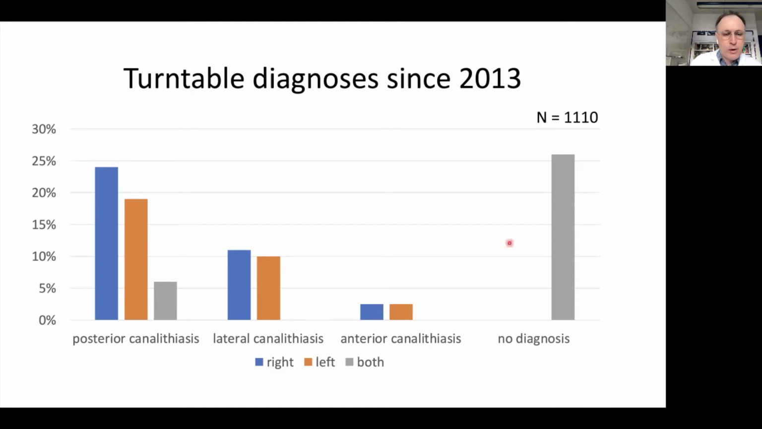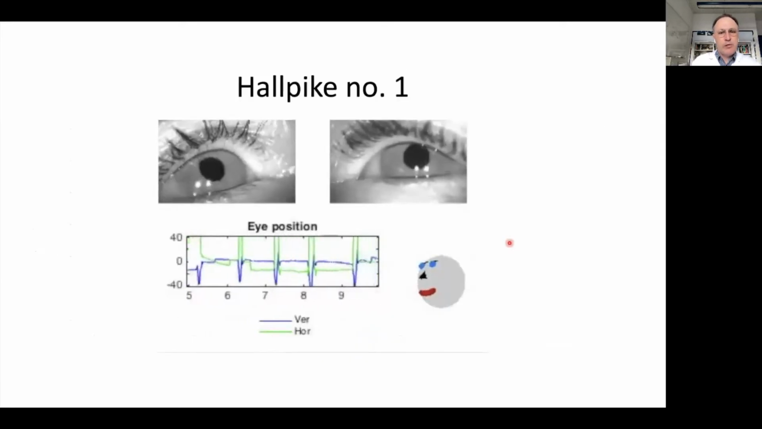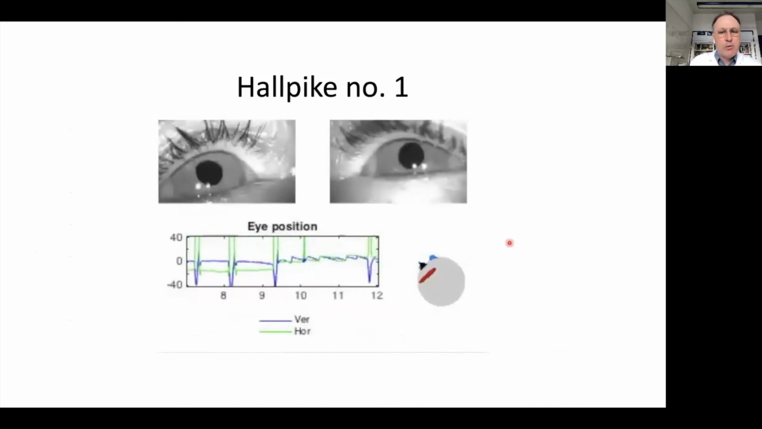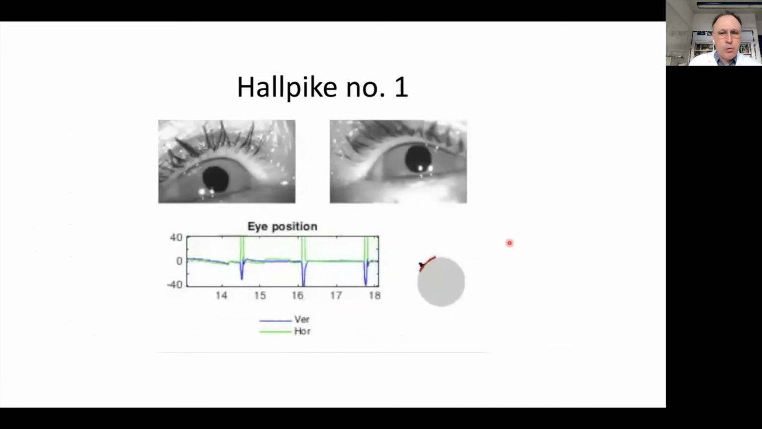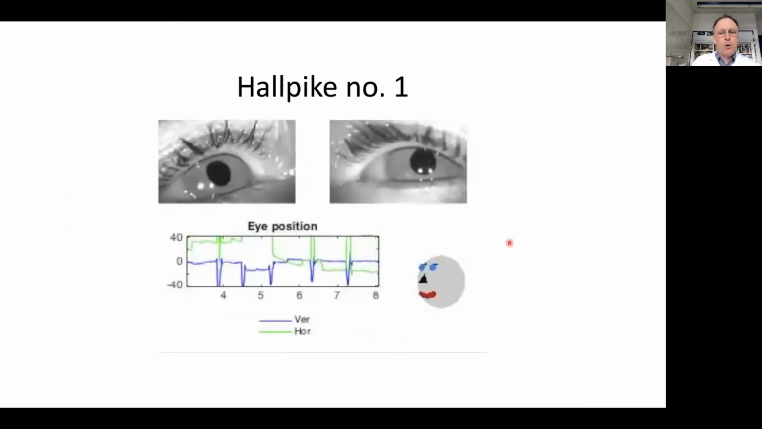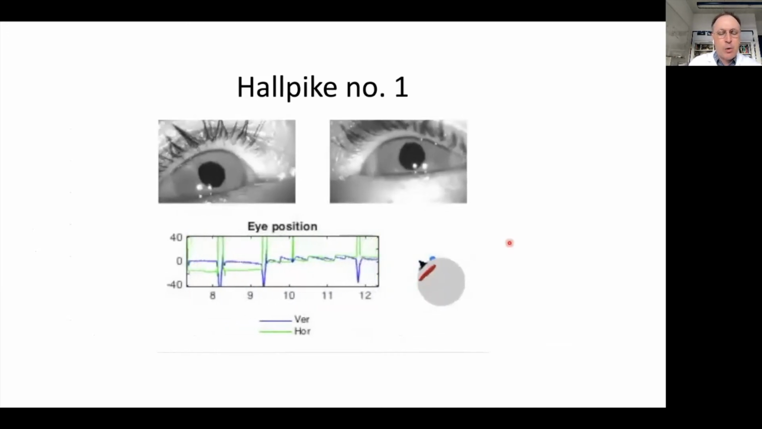Some patients didn't receive the diagnosis of a BPPV after they were on the turntable for diagnostic purposes. This is another example of a measurement on a turntable. And here, interestingly, is to show you that sometimes you have to perform the Hallpike maneuver twice. And that's what we always do.